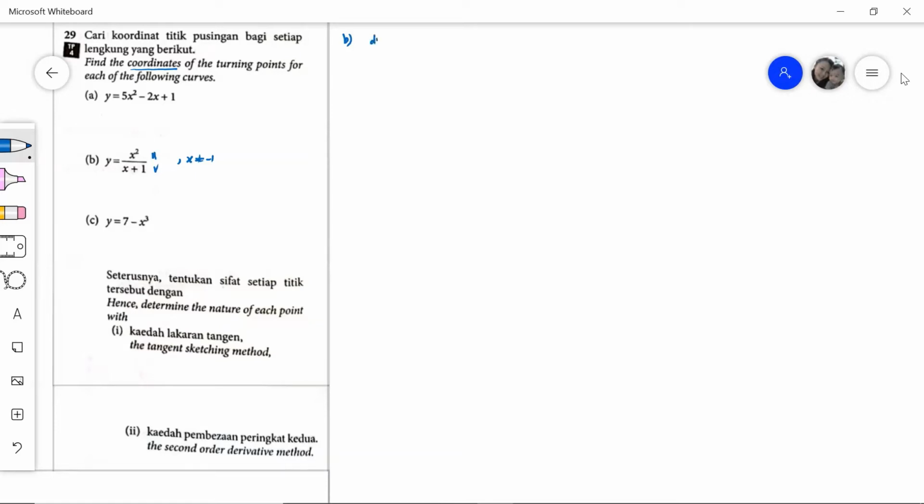So let's differentiate it. dy/dx will be, using quotient rule, v, so x plus 1, times the derivative of u, which is 2x, minus u, and then the derivative of v, that is 1, over x plus 1 squared. Simplify it, so we have 2x squared plus 2x minus x squared over x plus 1 squared. Let's simplify the fraction, so we have x squared plus 2x over x plus 1 squared.